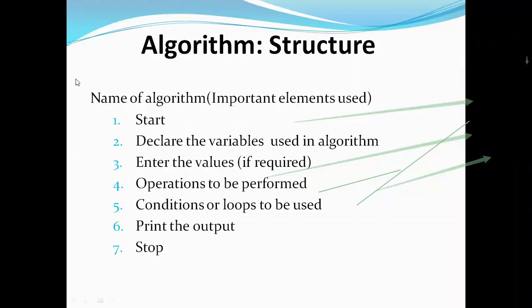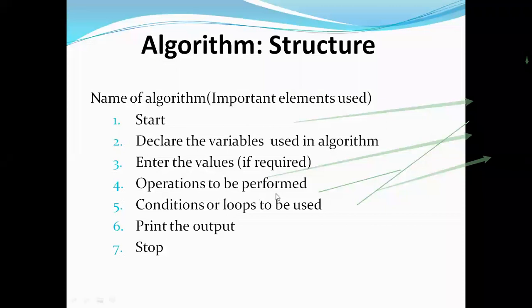Every algorithm begins with start. The first point is start, which implies that we have started the algorithm. Second, declare the variables used in the algorithm. Define what type of variables you are using: integer, float, character. Enter the value if required. If required, then you can input the value. If not required, you need not input the value.